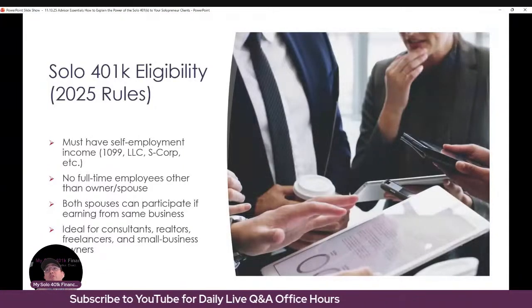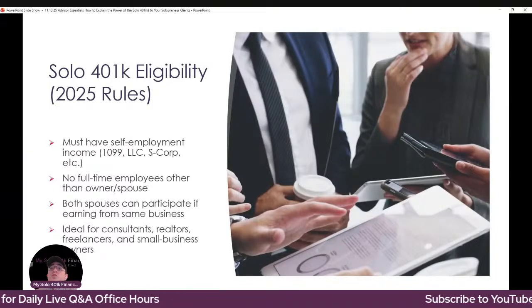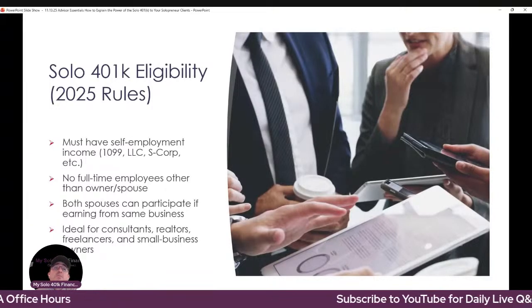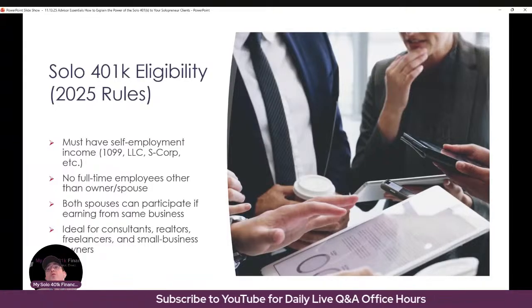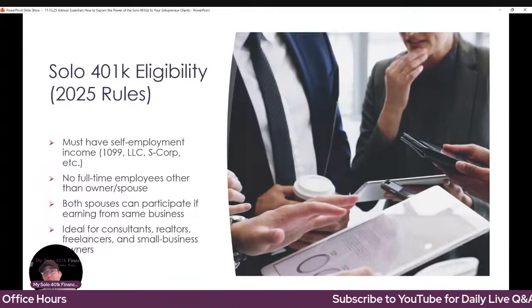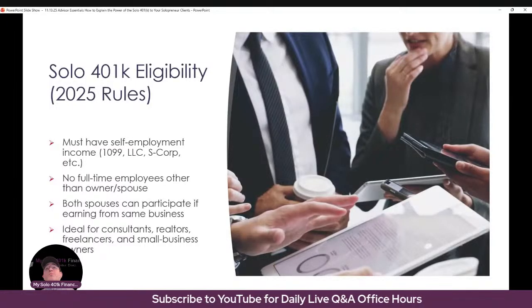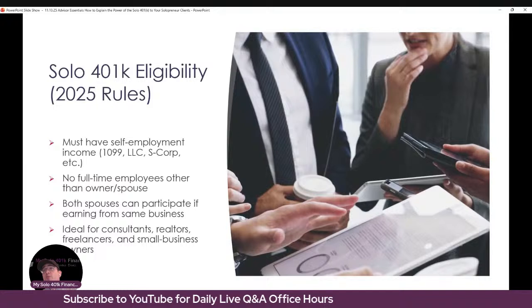Now, as I mentioned, we want to lay the foundation with the discussion around eligibility. So a solo 401k plan is a plan for an owner-only business. So when you break it down, you could think of it as two separate requirements. One requirement is that you need to be self-employed. And the way that you demonstrate self-employment is by reporting self-employment activity on your taxes.